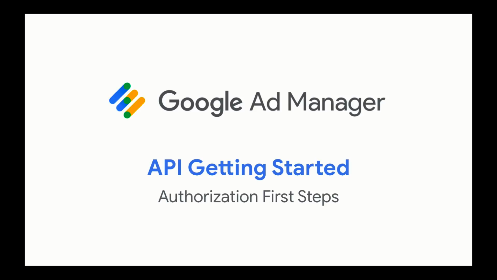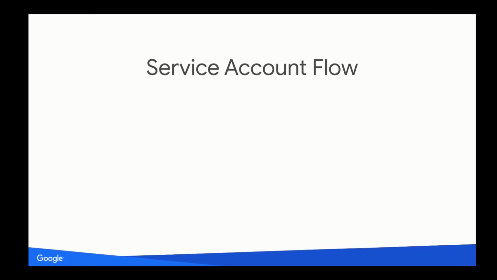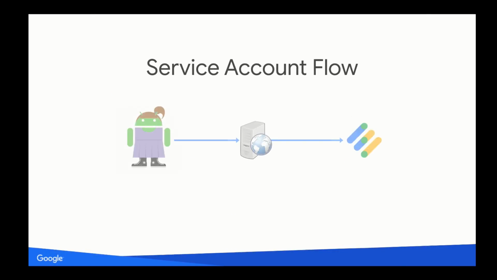In this video, we'll go through the first steps for authorizing with the Ad Manager API before we even get into code. There are two primary ways to authorize with the Ad Manager API. The first is the service account flow. This is the simplest method and works well if you only want to make requests to one network.